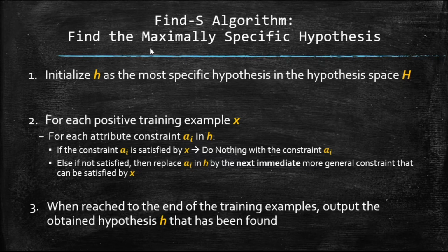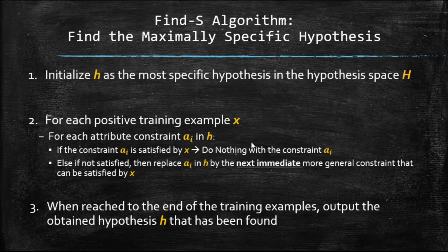So let's say that we initialize H, which is our hypothesis, as the most specific hypothesis in our hypothesis space. And then you have to go through all the positive, and I'm insisting here, positive training examples in our training set, one by one. Then you have to figure out whether this particular X, say the first one, satisfies my current H or not.